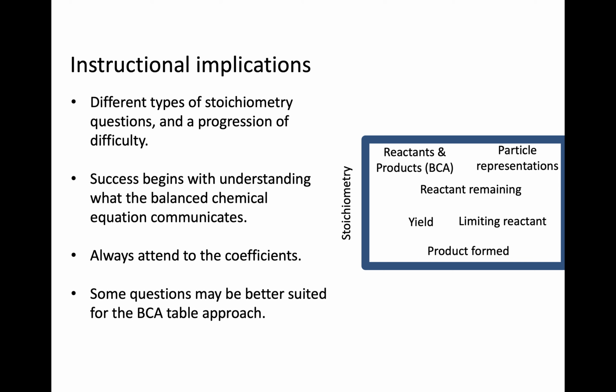So the instructional implications are what I've talked about. We have different types of stoichiometry questions in a progression of difficulty from easiest to most difficult. We want to use that information when we're giving students feedback, figure out what they can do, where they are on the progression, and helping them practice to move upward in terms of degree of difficulty. Success for all of these begins with understanding what the balanced chemical equation communicates. What are the coefficients and what are the subscripts communicating? We want to always attend to the coefficients. The number one error that a student makes is not properly attending to the coefficients, either ignoring them entirely or looking at their inverse. Some questions may be better suited for the BCA table approach. Anytime in my own problem solving when I'm asked to report multiple things, I find a BCA table is most helpful because all the answers will be listed.